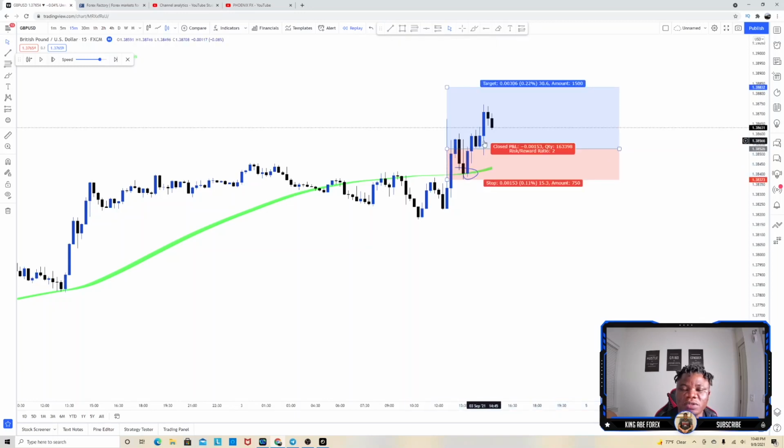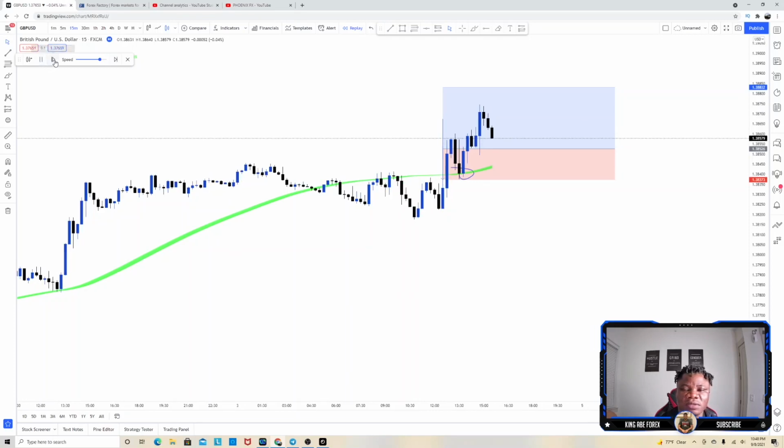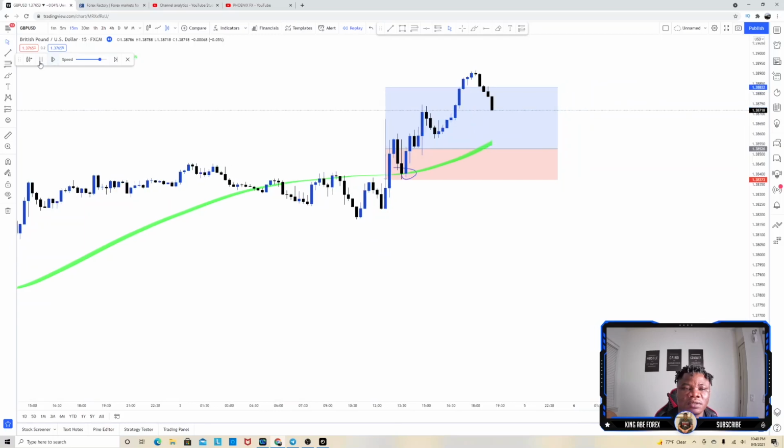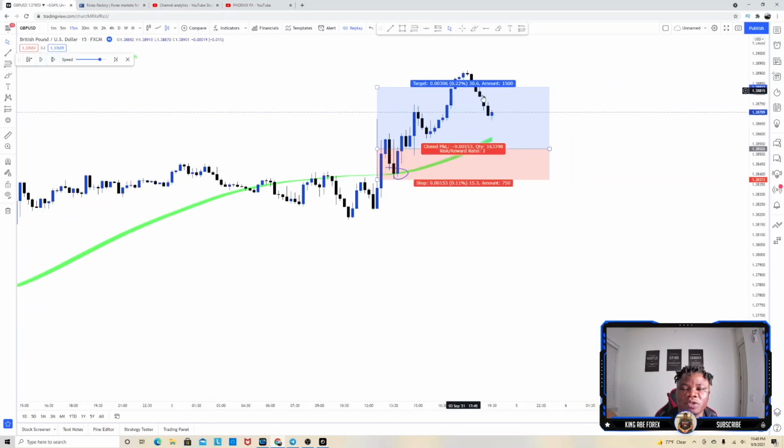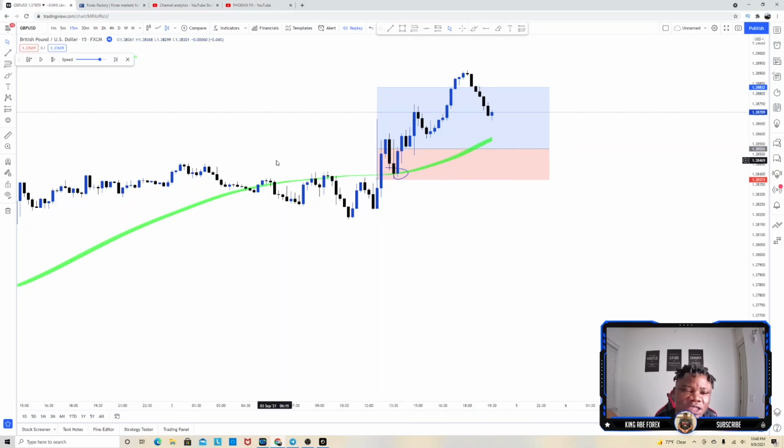Now let's take a look and see how this trade actually played out. Right there we got our take profit smashed right before the pullback for 30 pips, stop loss 15 pips. Our risk to reward ratio is 2 times. So guys, this is how you use this strategy for a buy or for a sell.